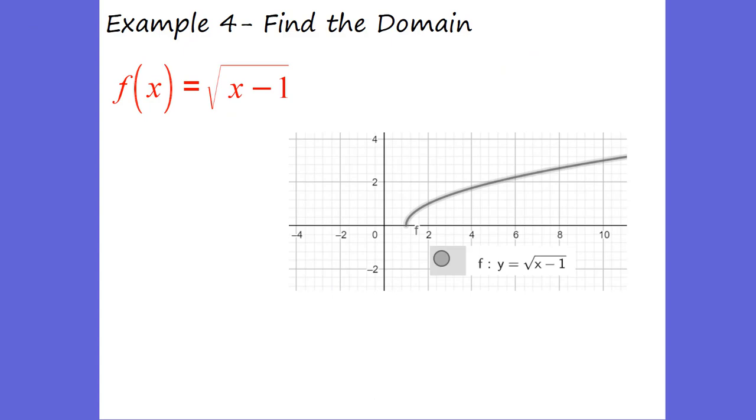This one, do we have a limitation? Do we have a denominator? We don't have a denominator, but we do have a radical. Now, I want you to see something my students forget about: the square root of 0 is 0. So you can be 0.